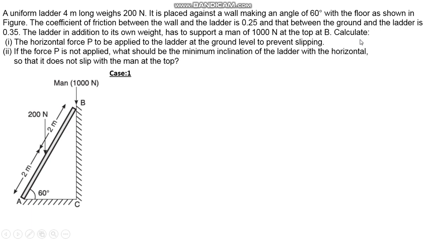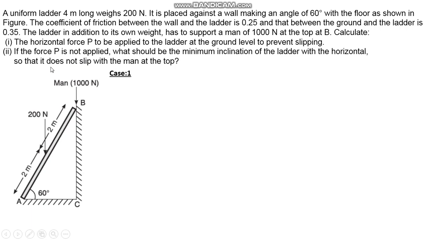So you have to calculate the horizontal force P to be applied to the ladder at the ground level to prevent slipping. Due to this man's weight and this 200 Newton, the ladder slips to this side. Therefore you have to apply a force P here. So what is that force you have to calculate? That is the first part of the problem.